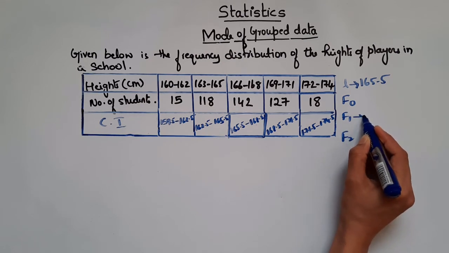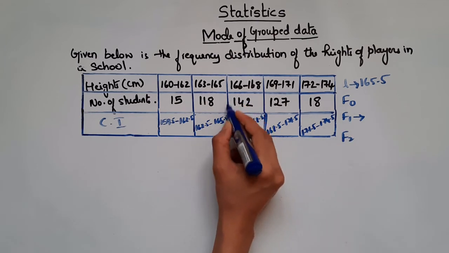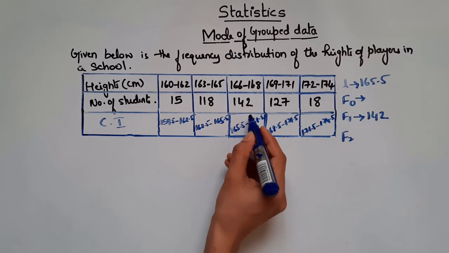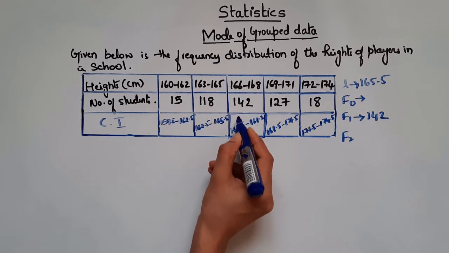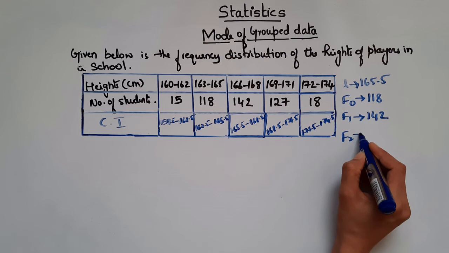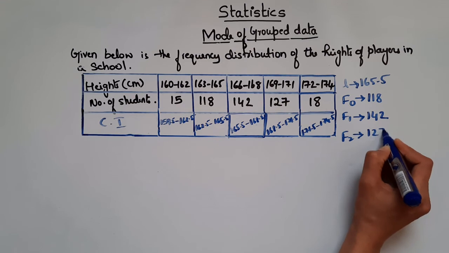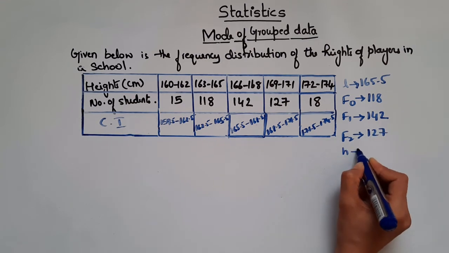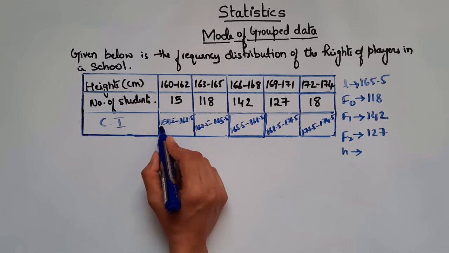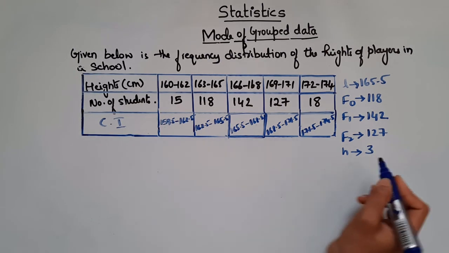So first let's write F1. So F1 is nothing but the frequency of the modal class. So this is a modal class. The frequency of the modal class is 142. So 142. So F0 is nothing but the frequency of the class preceding the modal class. So that means this is your modal class, the frequency preceding the modal class. So that is 118. And F2 is nothing but the succeeding frequency of the modal class. So that means 127. And we know H is nothing but the class size, which is nothing but upper limit minus lower limit. So it's 162.5 minus 159.5. So that will give you 3. So here the class size is 3.